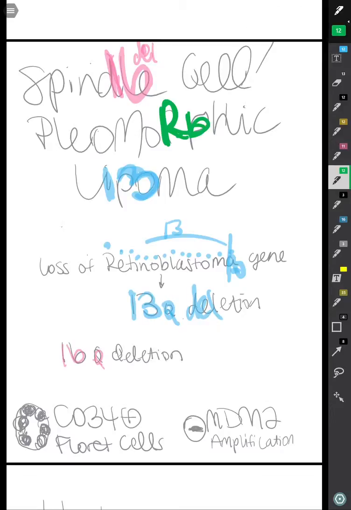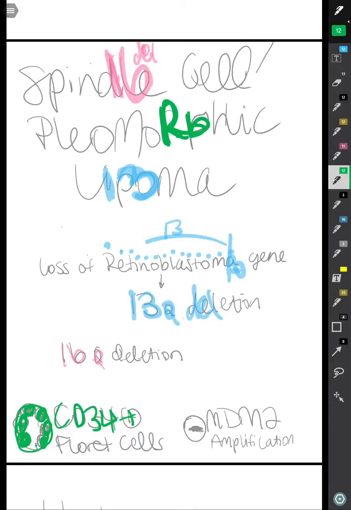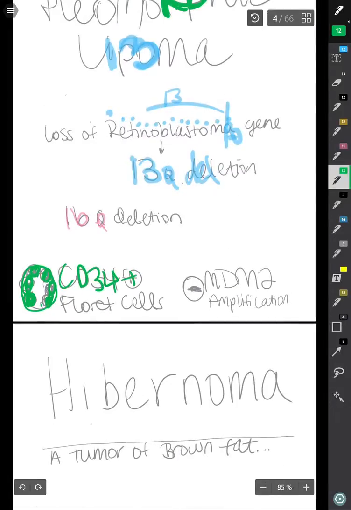So 13q deletion. Another thing about this is that, as the name implies, pleomorphic means that there's variation and it looks very ugly. You can have a small cell next to a ginormous cell. And one thing that helps point to a pleomorphic lipoma are these floret cells that are CD34 positive. Here's an adipocyte, and then the nuclei are just really ugly, and it makes it arranged like a flower or floret, think of it that way. These can be hyperchromatic, but usually it's not as severe as your atypical lipoma. And the big thing is that it's MDM2 negative here. Okay, so that's how I remember the spindle cell pleomorphic lipoma.